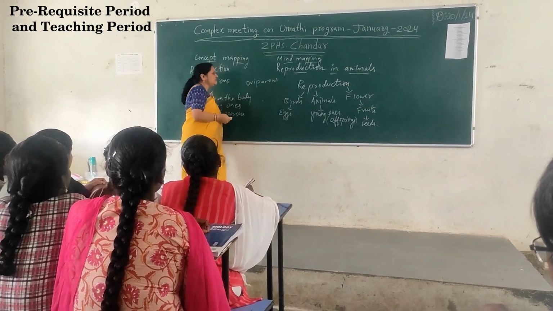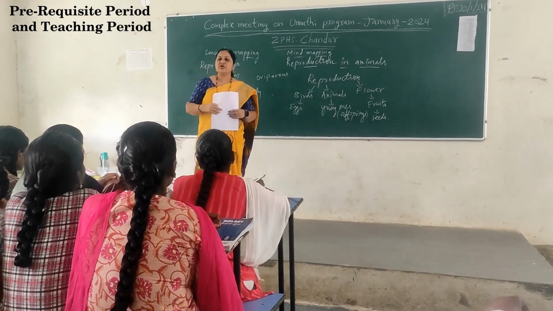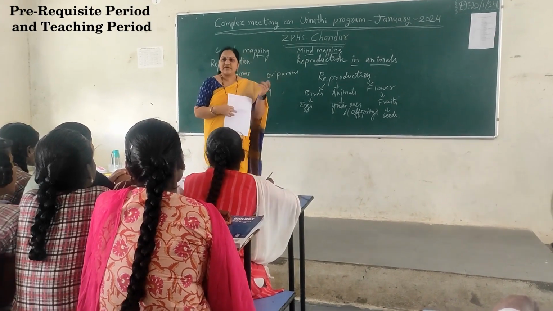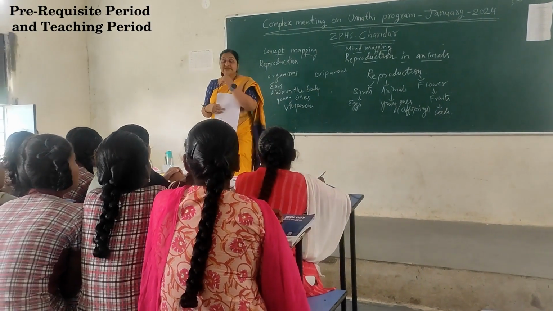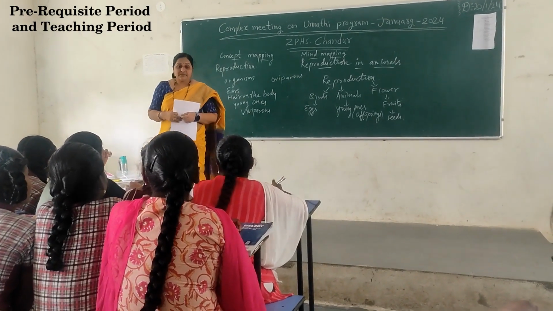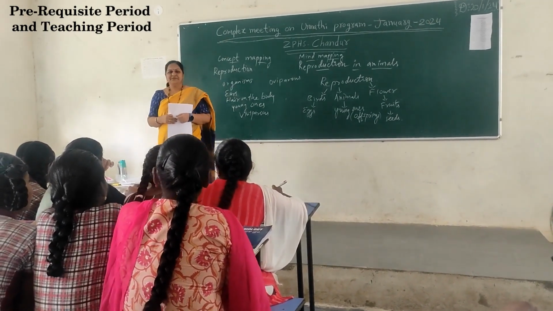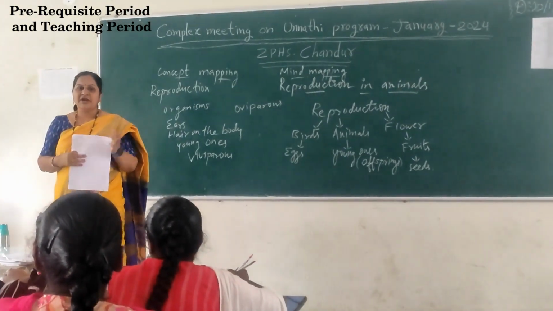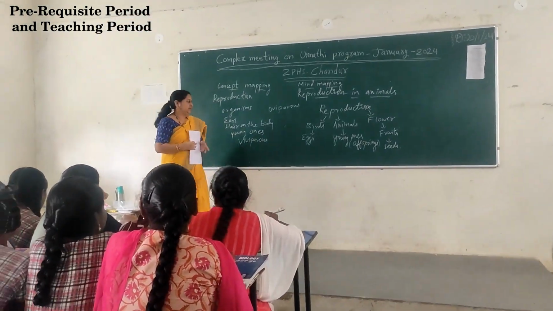So can you name some of the organisms which do not have ears, which do not have hair on the body, just feathers? Yes, snake. Good. Some more. Yes, snake. And so many birds are there. Can you give me examples for the birds?